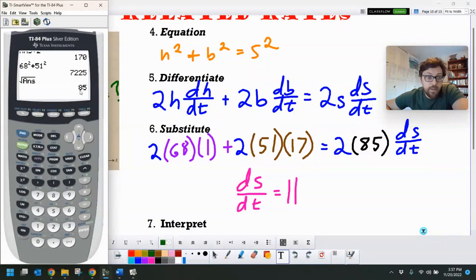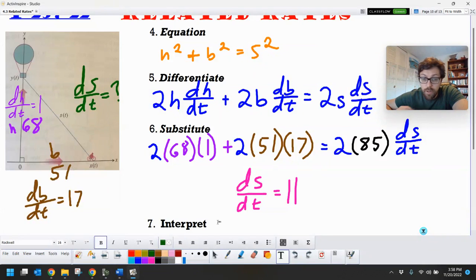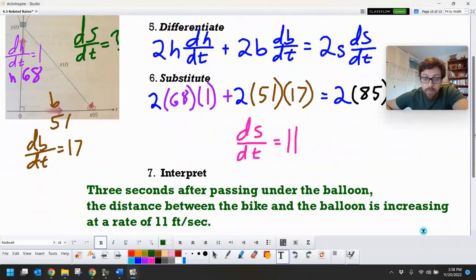Plugging that all into my calculator, I got 85 for that side S, and then it's just a matter of some quick simplification, typing all that stuff together, dividing by 2 times 85, and we get 11 for our ds over dt. The final step that we need to do is just interpret what all of this means. So I also typed that up. We would say that 3 seconds after passing under the balloon, the distance between the bike and the balloon is increasing at a rate of 11 feet per second. And I chose 11 feet per second because both of these were given in feet per second, and everything we've been doing has been in feet.